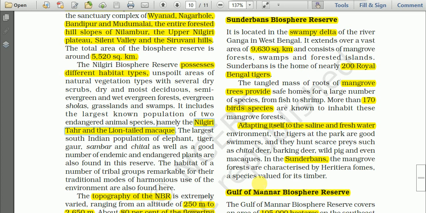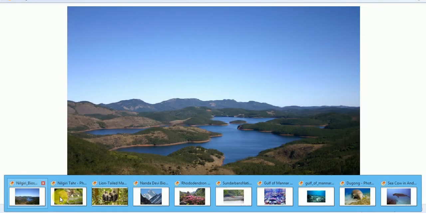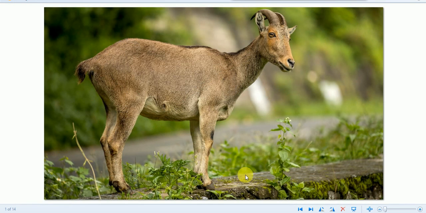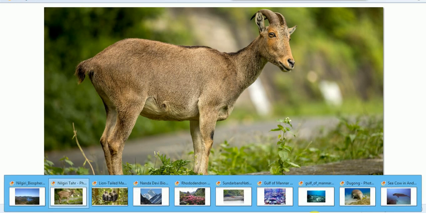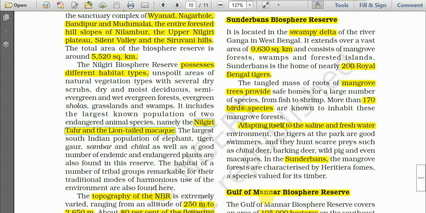So Nilgiri tahr is actually a kind of deer. This is a photograph showing the Nilgiri tahr. And this is a photograph showing the lion-tailed macaque in Karnataka. So these two species are endangered.